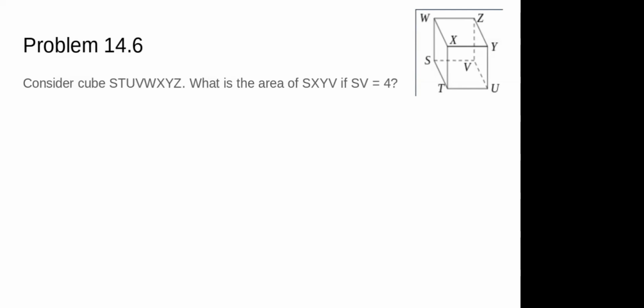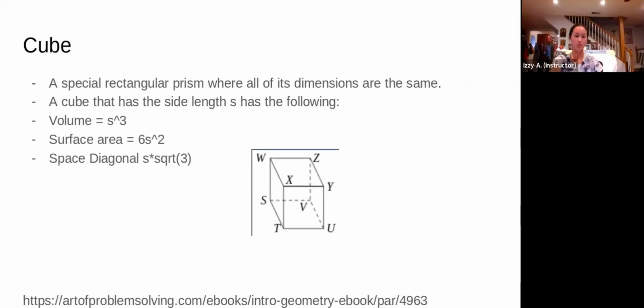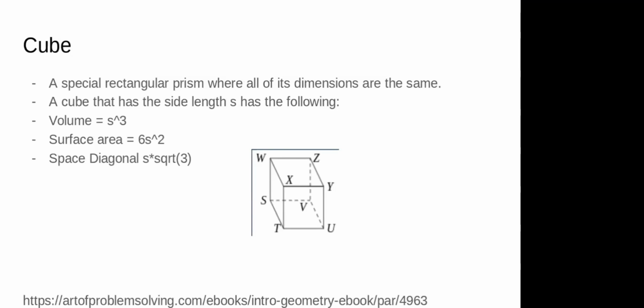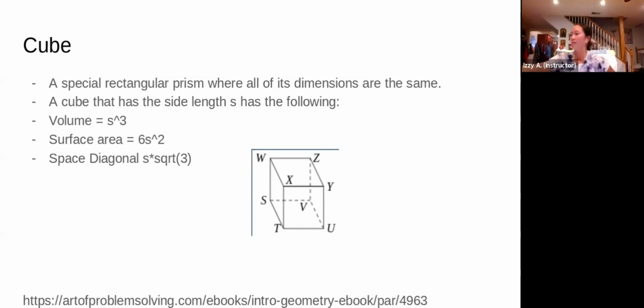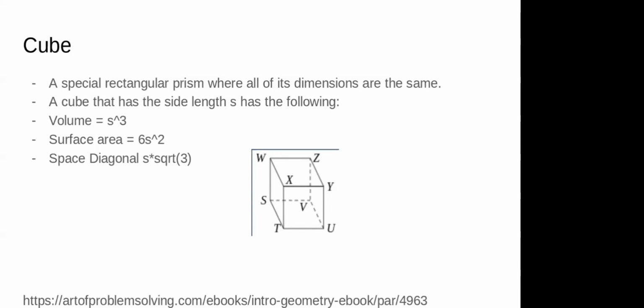Could you go back to the cube notes? This one? Yes. Okay. So the space diagonal equals S times the square root of 3. Yes. Do you want me to go back to the problem now? Yes. Okay.